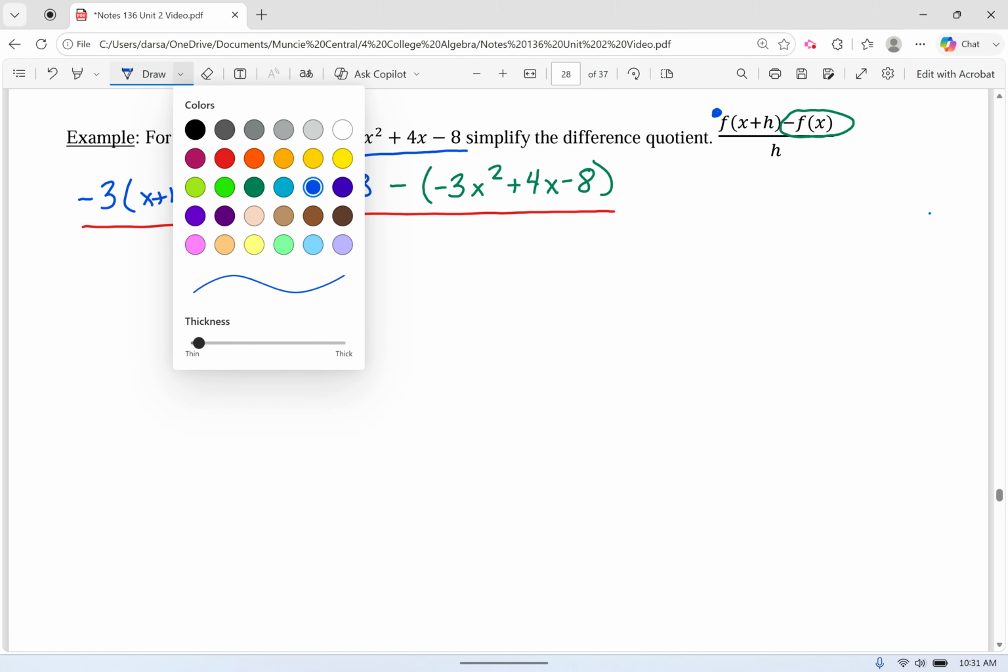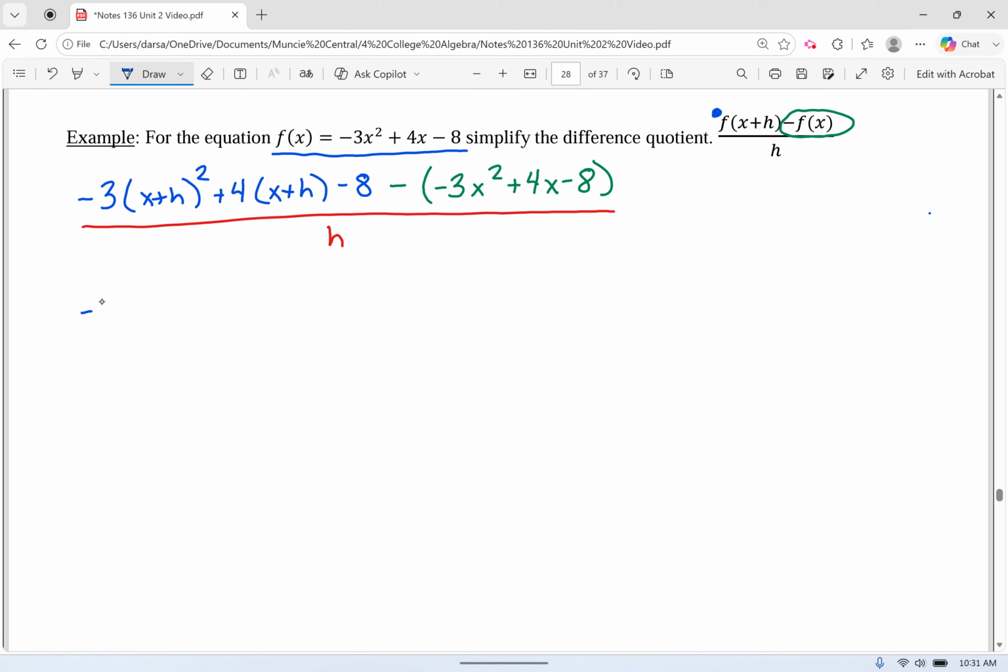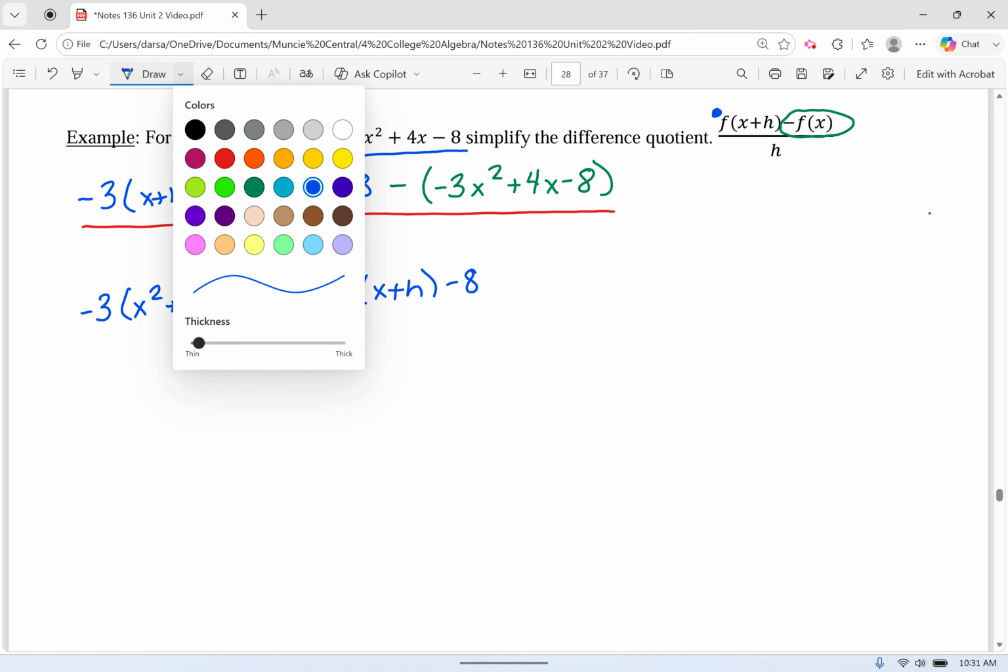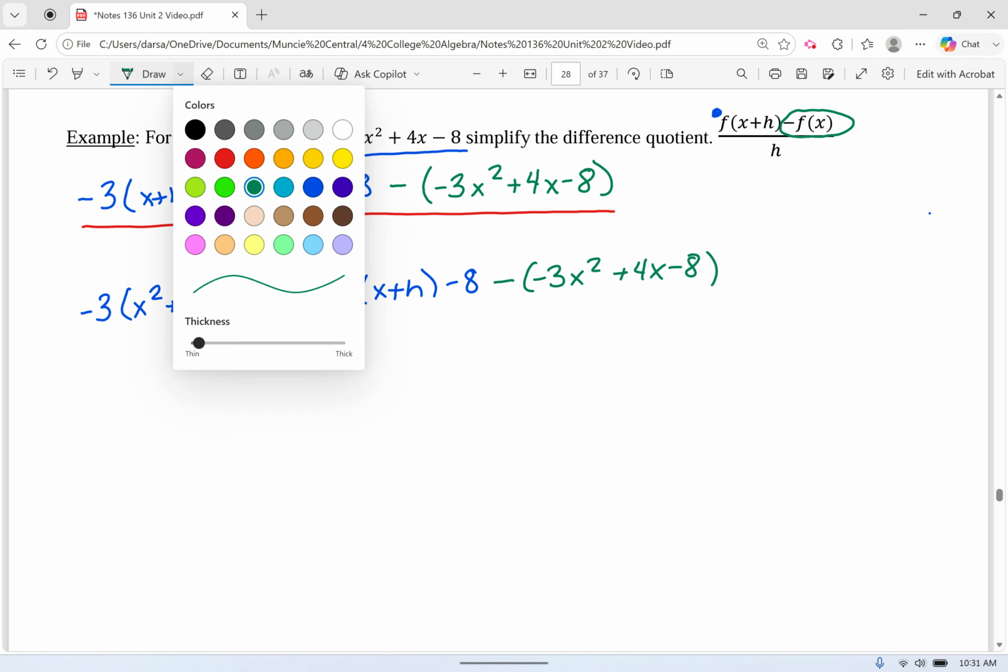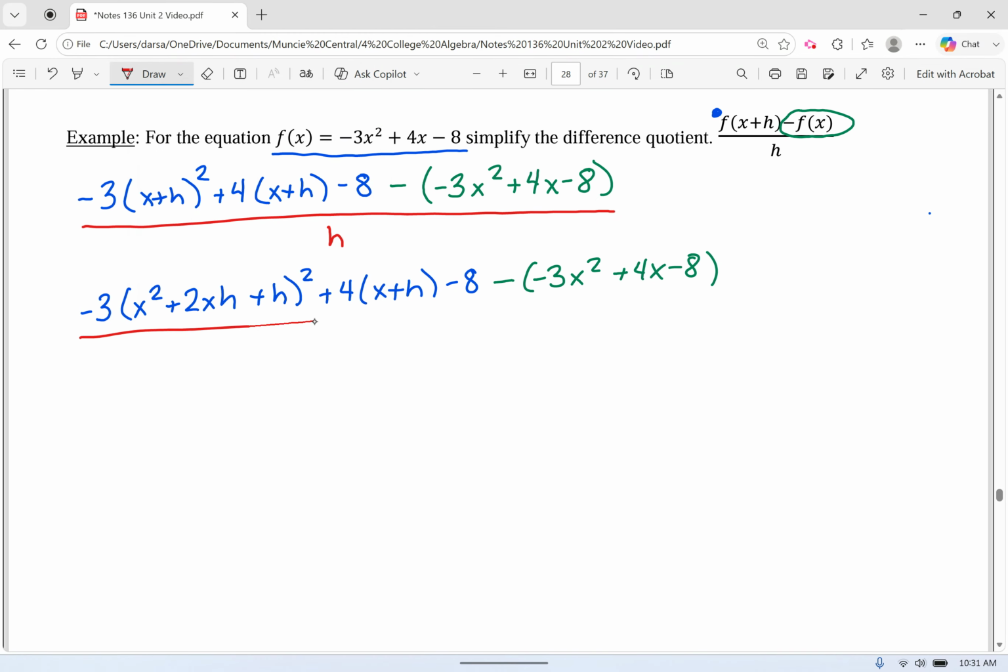All right, next step is always we need to remember that (x plus h) squared is the same as x squared plus 2xh plus h squared. When we square a binomial, it'll always square to that pattern. And then we just copy the rest of this stuff down. And remember, the whole thing is still over h.